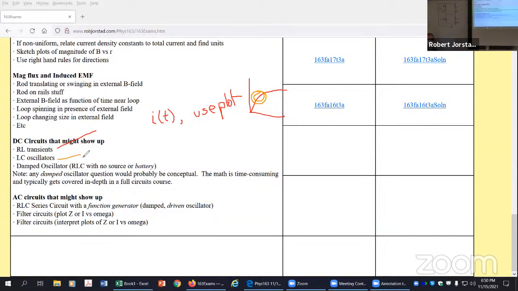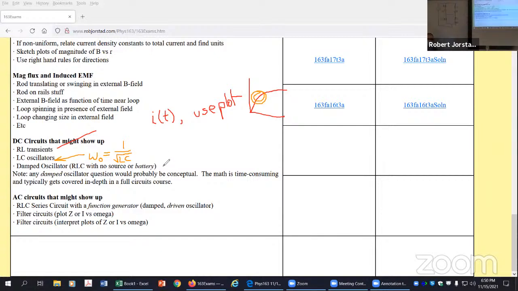What about LC oscillators? That was our first case where we learned omega naught is 1 over the square root of LC. We talked about the plots. There was only 2 questions in the workbook. And we saw that there's significant differences if you start with the capacitor versus the inductor. And so make sure you do both of those and understand all of that.